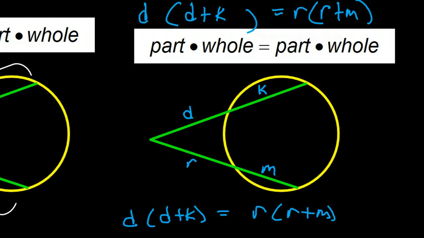Also be prepared to recognize it in this form. When you're not given the whole specifically, but rather these two parts, part times whole, that's the outer part d, and the whole is d plus k. So d times d plus k. And then part times whole in the lower secant segment is part times whole r times r plus m. Be ready for that.